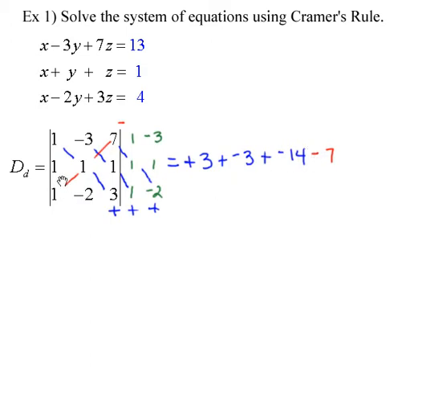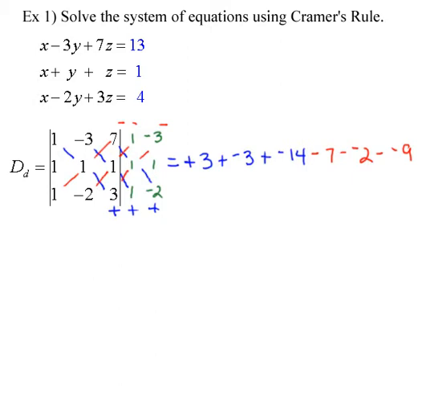So we're going to subtract the product of 1 times 7. So we're subtracting a positive 7. Then we're going to subtract negative 2 times 1, subtracting a negative 2. And then we're going to subtract 3 times 1 times negative 3, which is subtracting a negative 9.